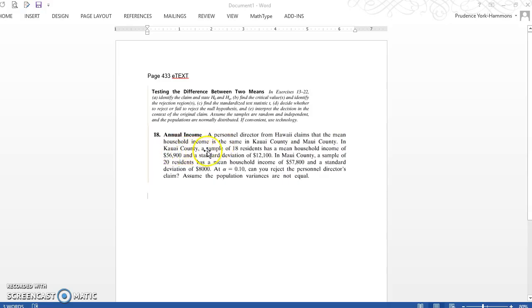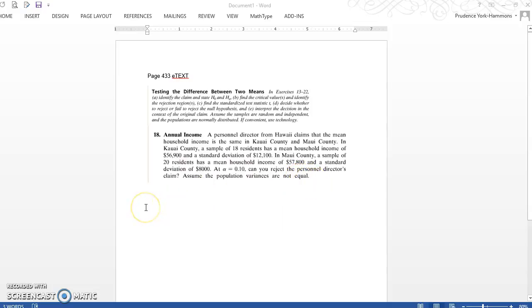In Kauai County, a sample of 18 residents has a mean household income of $56,900 and a standard deviation of $12,100. In Maui County, a sample of 20 residents has a mean household income of $57,800 and a standard deviation of $8,000. At alpha equals 0.10, can you reject the personnel director's claim? And we're going to assume that the population variances are not equal.